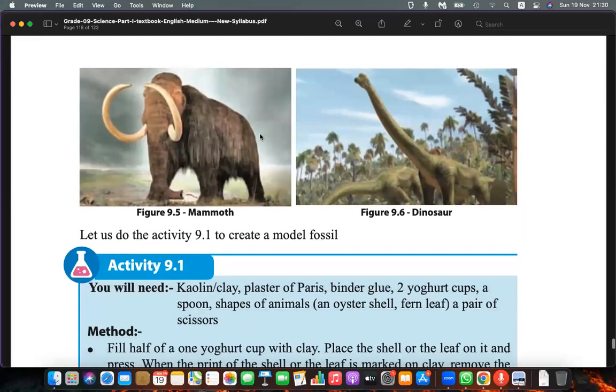Okay, from these fossils, people imagine that these kinds of giant animals were there on planet Earth by analyzing these fossils.